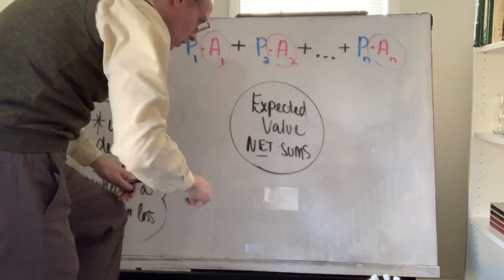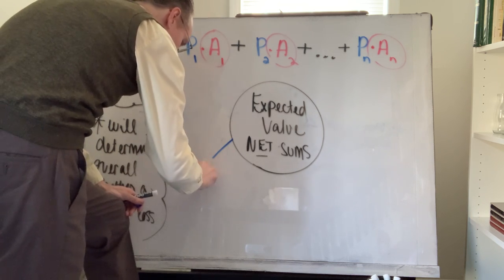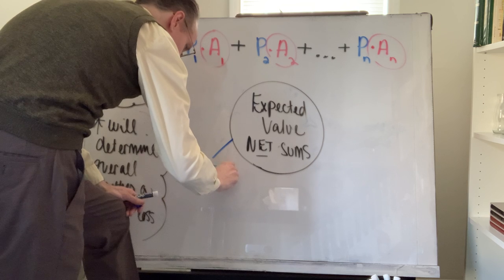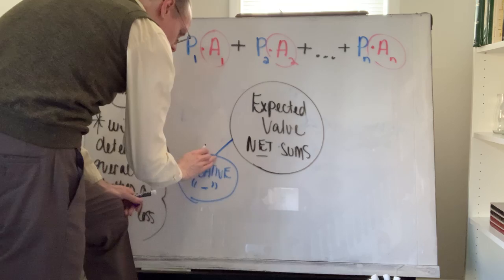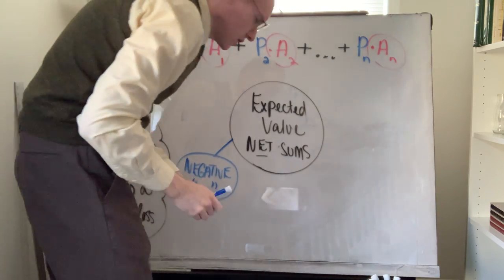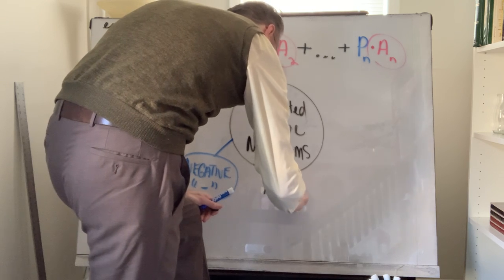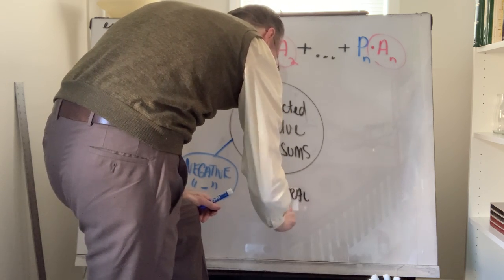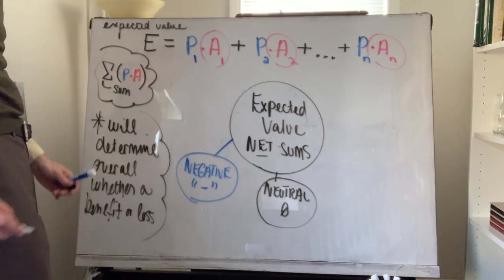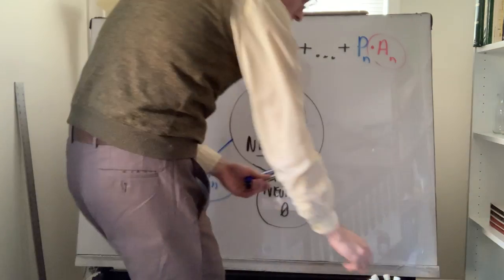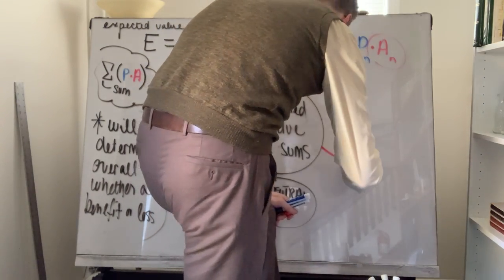As mentioned, you could get a negative outcome, whatever the magnitude is. You could get something that is truly neutral, in which case your net outcome would be zero. Well, hopefully this red works. You can get a genuine positive here.